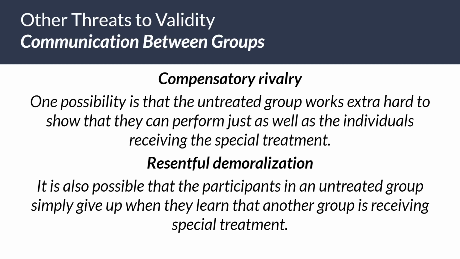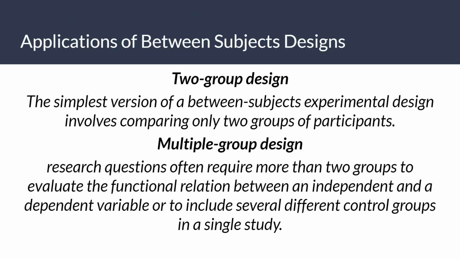So that's compensatory rivalry. Other than that, we also have what we call resentful demoralization, or the possibility that participants in an untreated group simply give up when they learn that another group is receiving special treatment. So we don't want this to happen. So as much as possible, try to get the commitment of your participants and make them promise that they're not going to share about the experiment outside the laboratory. That's one way to protect the validity of your study.